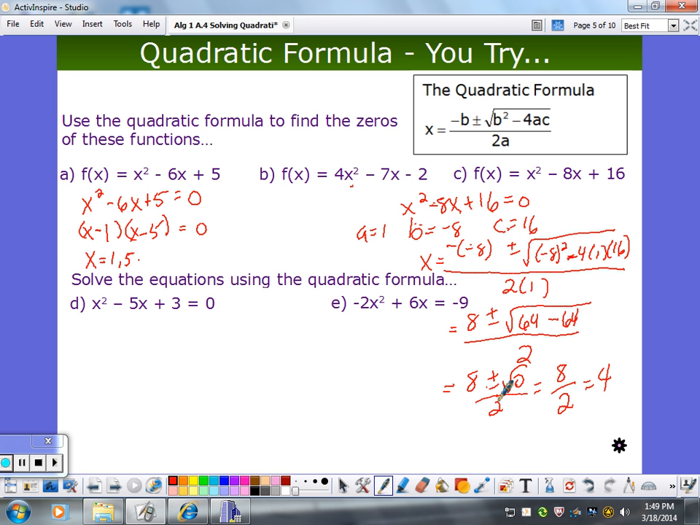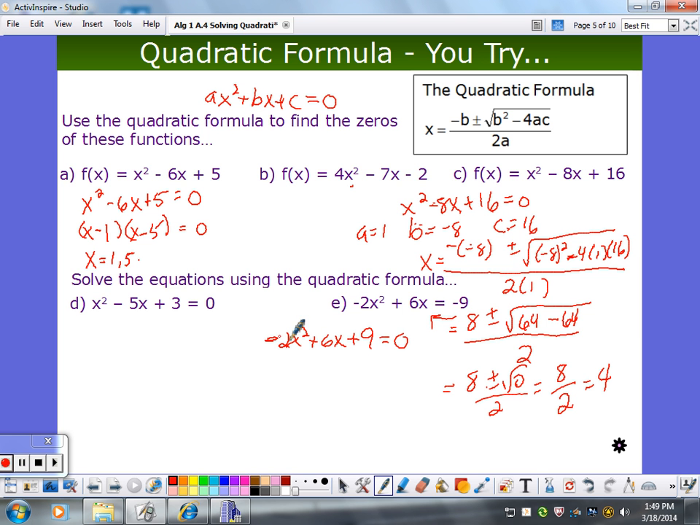Okay, so it will take care of itself if that works. You can use it for solving any equations. I'm looking at letter E here. If you want to use the quadratic formula to solve this quadratic equation, it has to look like ax squared plus bx plus c equals 0 for the quadratic formula to work. So how do I get it to look like that? Move the 9. Negative 2x squared plus 6x plus 9 equals 0.